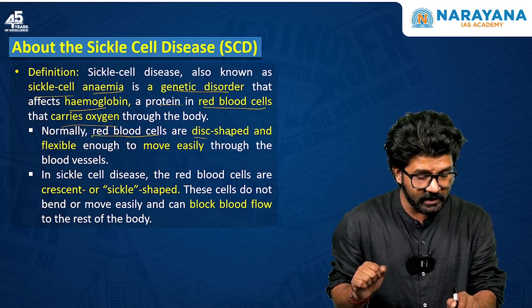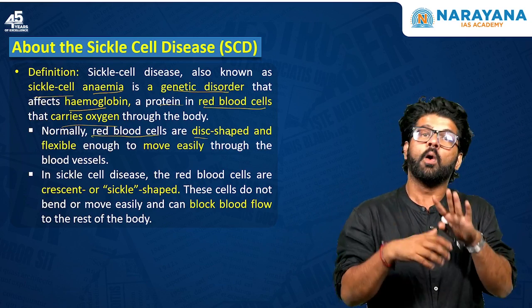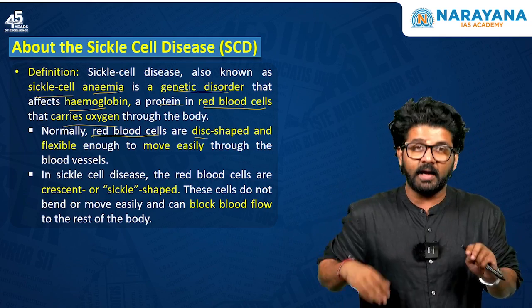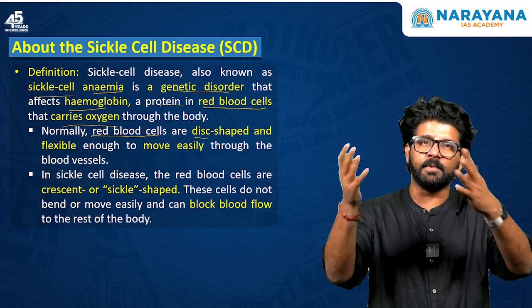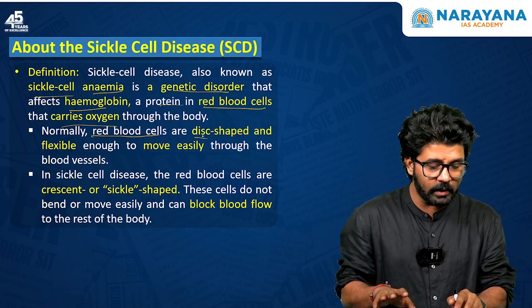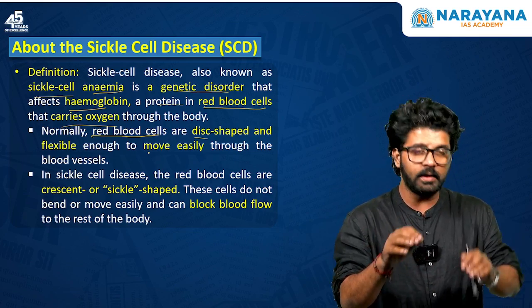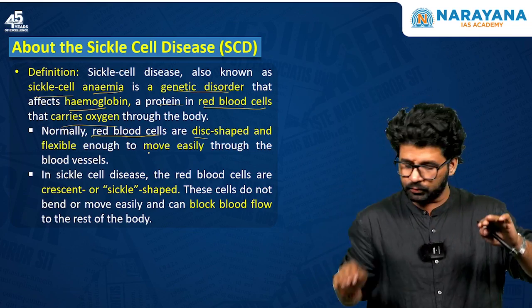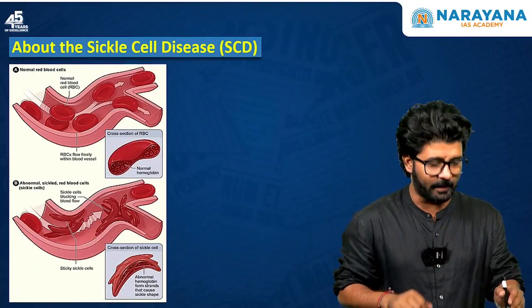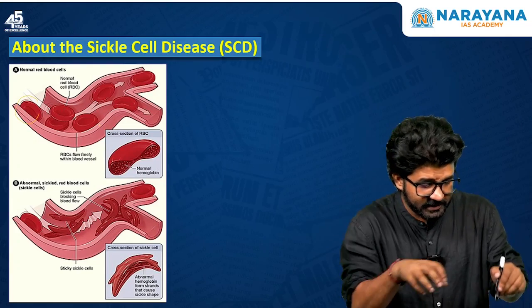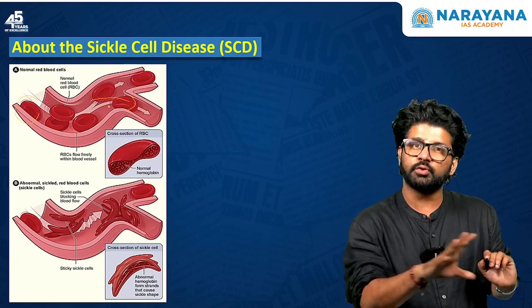Normally, RBCs are, now this is a very interesting phenomenon. What happens in sickle cell disease? There's a very fine image which can explain the whole thing. RBCs are disc-shaped, and that way they can easily move through the blood vessels. Now let's look at this image. RBCs are disc-shaped and easily moving throughout the blood vessels.